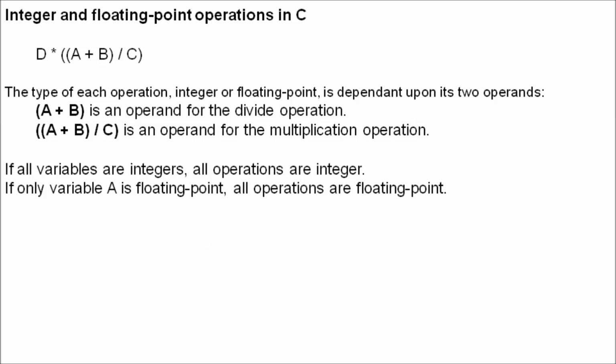The C language supports both floating point and integer type arithmetic operations. The operation type used by the compiler for each operation within an expression is dependent upon the types of the two operands associated with an operator. If one or both operands are floating points, the operation is performed as floating points, giving a floating point result. Whereas if both operands are integers, an integer operation is performed giving an integer result.